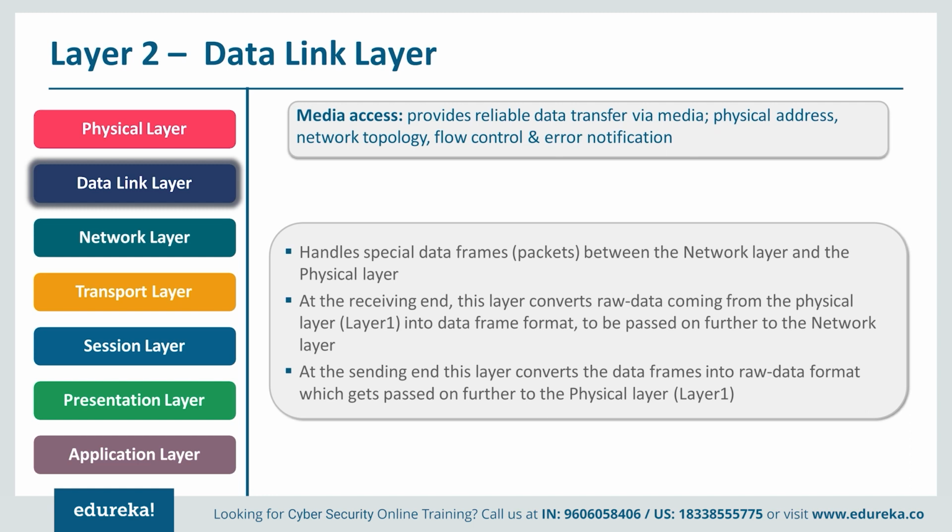The data link layer provides reliable data transfer via media, physical address, network topology, flow control, and error detection.